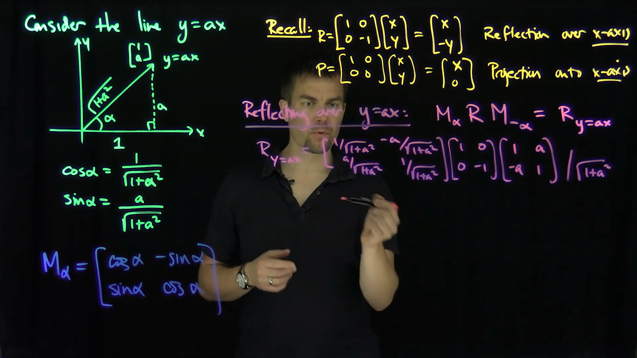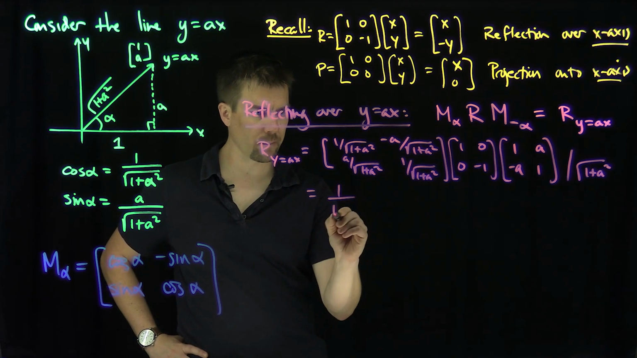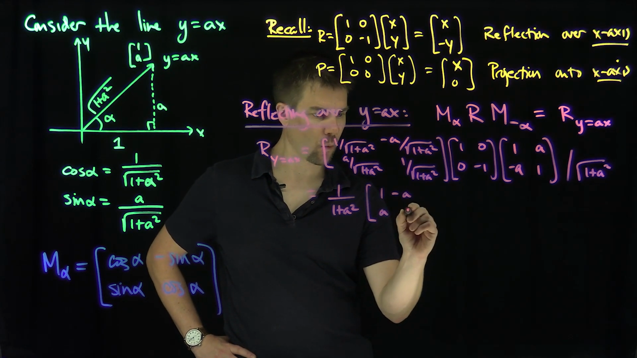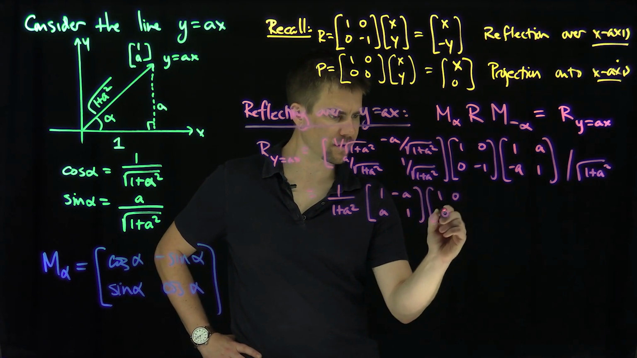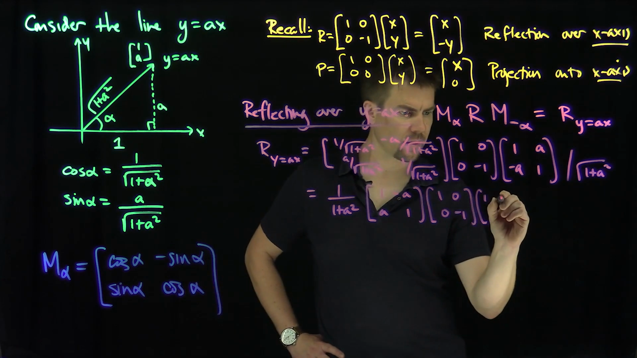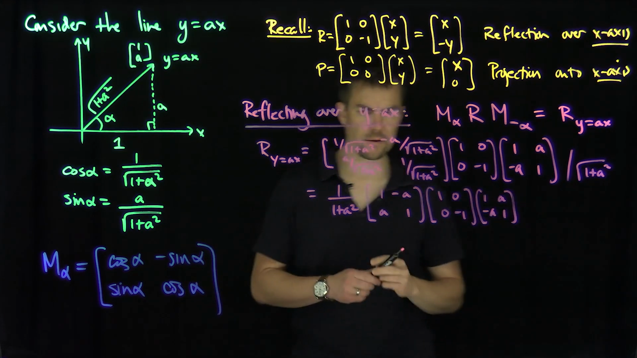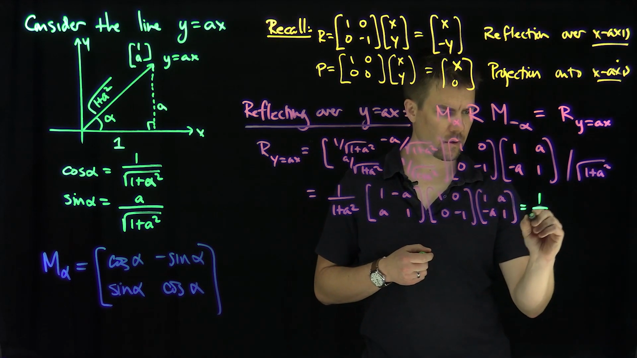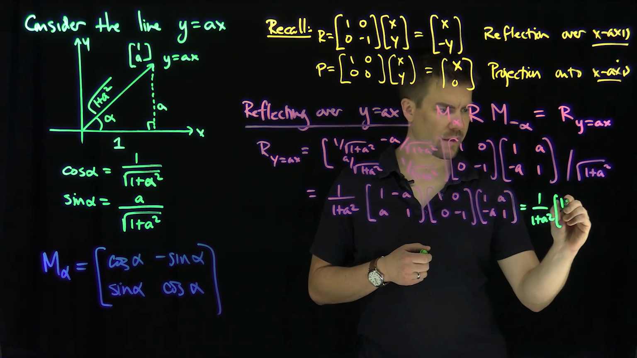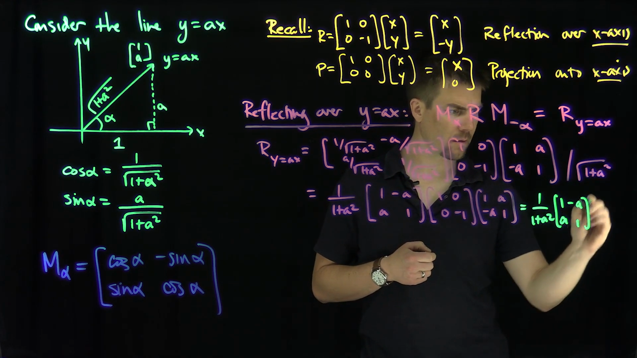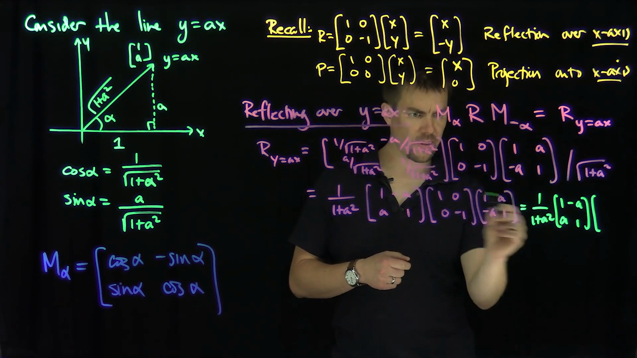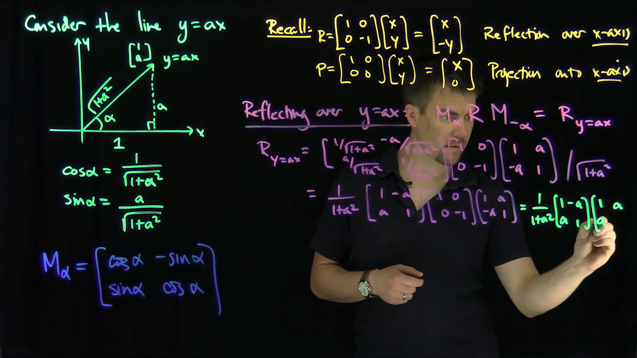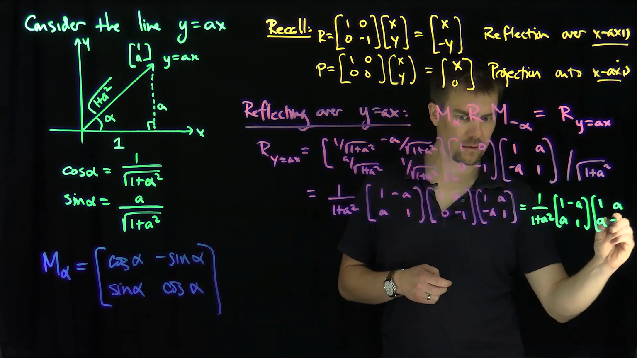Now everything over here is a factor of 1 plus a squared, so I'm going to pull that out of everything. That's going to be 1 over 1 plus a squared, times the matrix 1, negative a, a, 1 and the matrix 1, 0, 0, negative 1, and then 1, a, negative a, 1. Okay? So let's see what we get over here. This is going to be 1 over 1 plus a squared, and the matrix 1, negative a, a, 1. What we get over here is 1, a, then a, then a positive a, and then a negative 1.